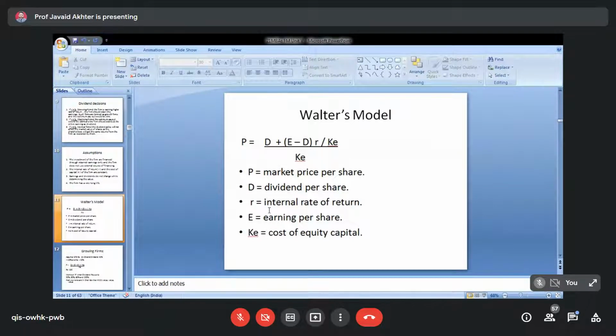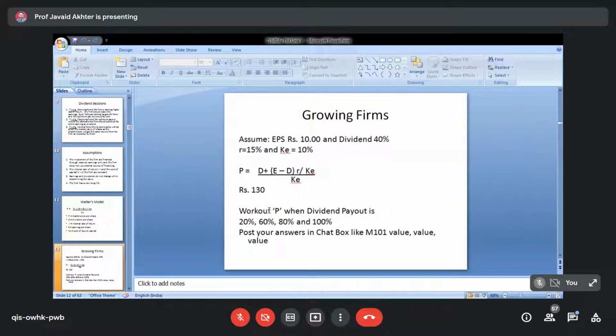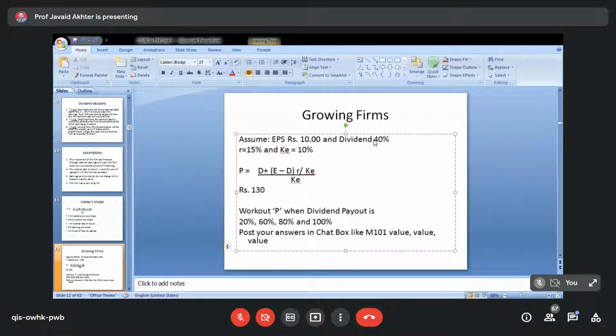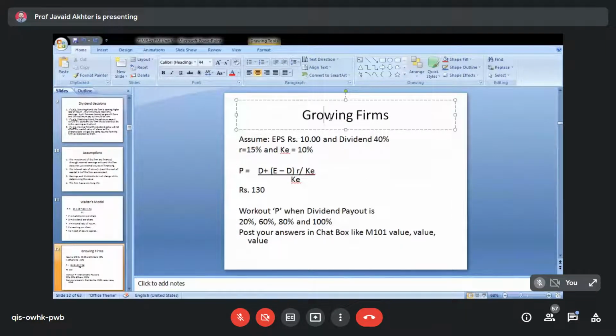So this formula, I'll check in the subsequent slides also. Yes, it is written. Assume that earning per share is rupees 10. Dividend is 40%. You can assume 10%, 20%, 30%, I have just given one illustration. Let us say it is 40%. R is 15% and K is 10%. So which category of firm does this become?